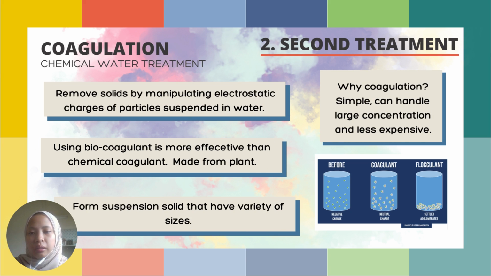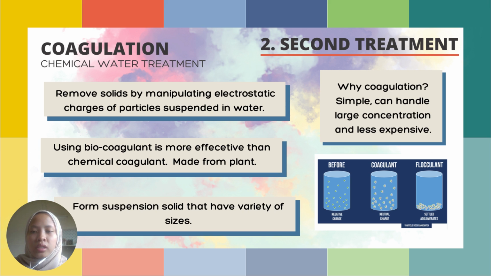The second treatment that can remove color pigments is coagulation. Coagulation is a type of chemical water treatment that manipulates the electrostatic charges of particles suspended in water from negative to neutral. It is used because it is simple, can handle large concentrations, and is also found to be less expensive.